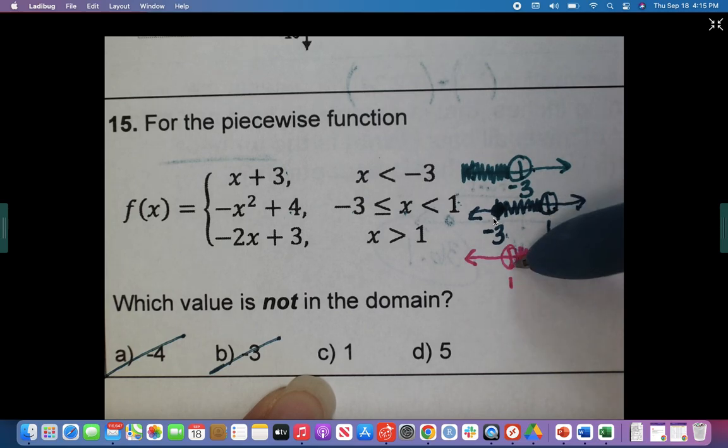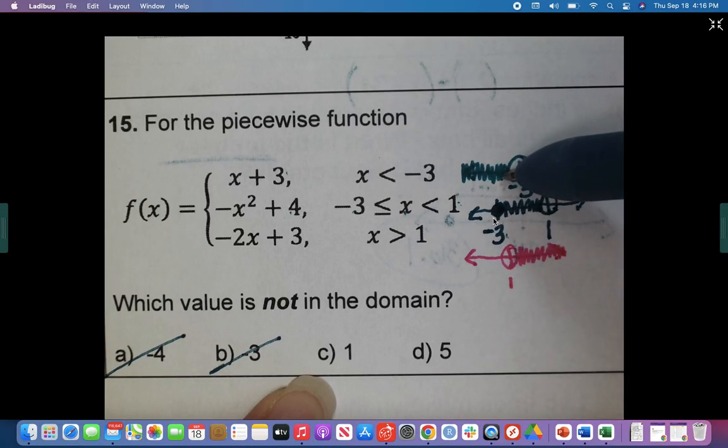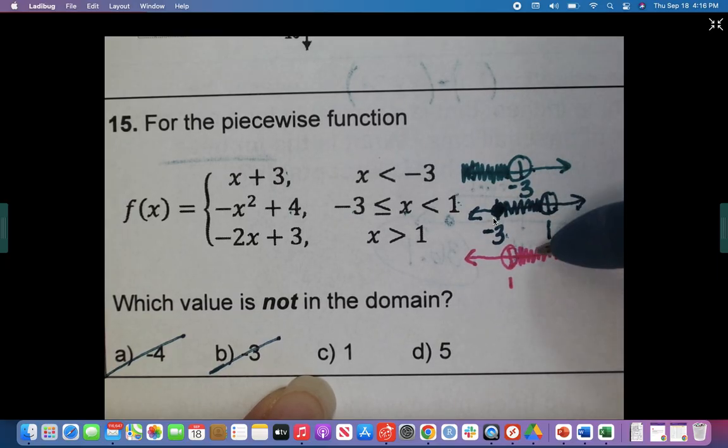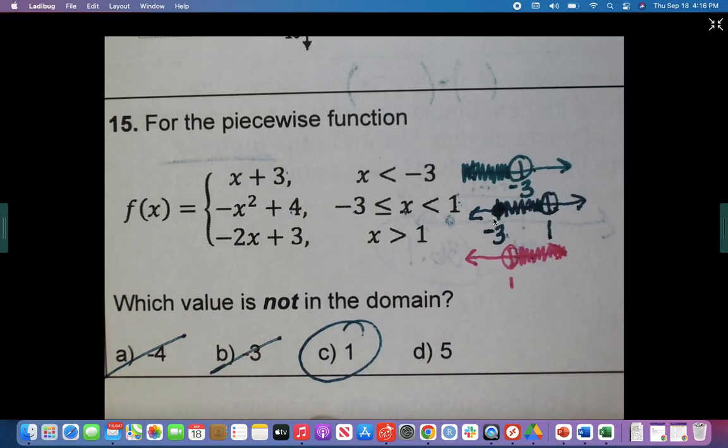Because both of these are open dots, that means 1 is not in either one of these intervals, and it's not in here because it's not to the left of -3. So there is nowhere that 1 fits into any of these. So that means 1 would not be in the domain because it doesn't fit in any of these intervals. There's nowhere to plug in the value 1. So this is the one that is not in the domain.